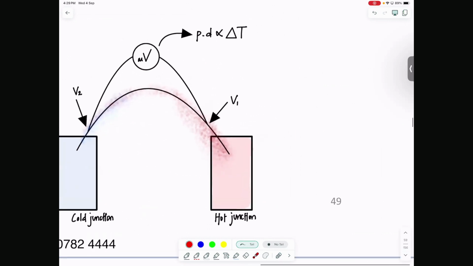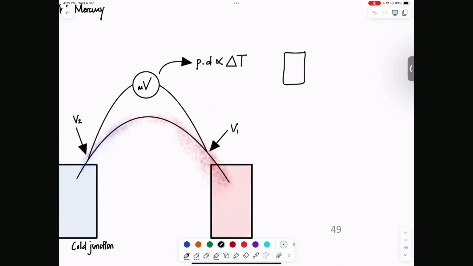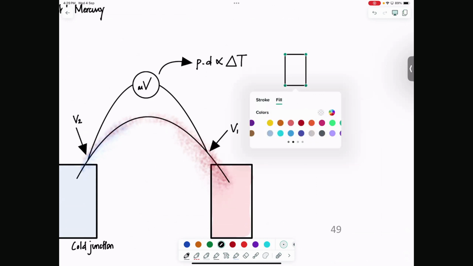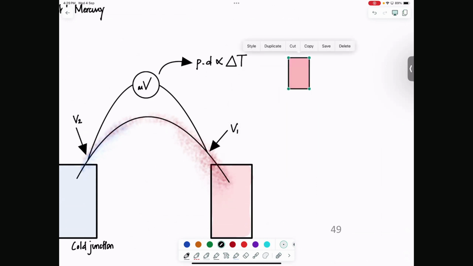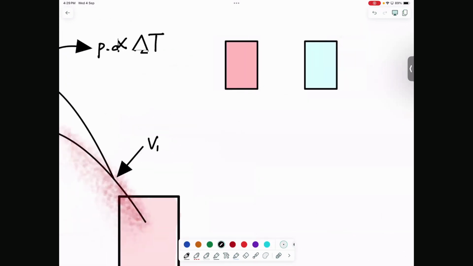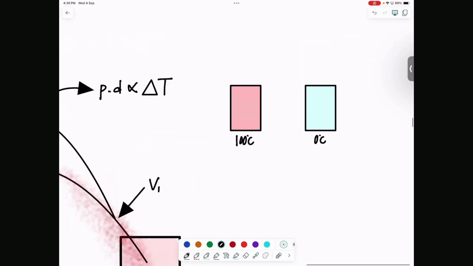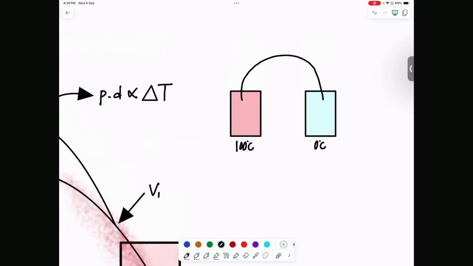So how can we use this to find temperature? Like, how do you use this device? So this is what you do. You take a hot junction and a cold junction first, and this is work before you start measuring temperature. And then you set their temperatures to your own values. So 100 degrees Celsius and 0 degrees Celsius, like ice, okay? And then you place your voltmeter here and you observe the voltage reading here.